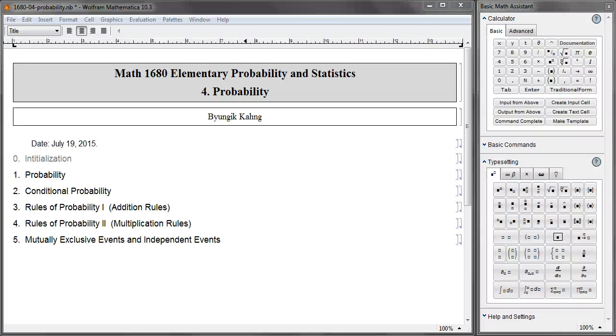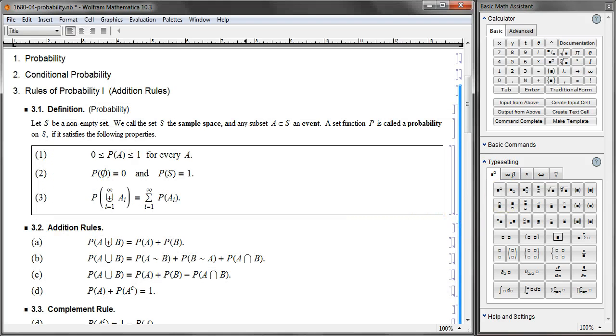Now let's go to section 3 of this notebook, Rules of Probability 1, Addition Rules. This time we're going to take a little bit more theoretically perfect point of view and begin with the definition of probability. Here we go. Let S be a non-empty set, which we call the sample space, and any subset of the set S will be called an event.